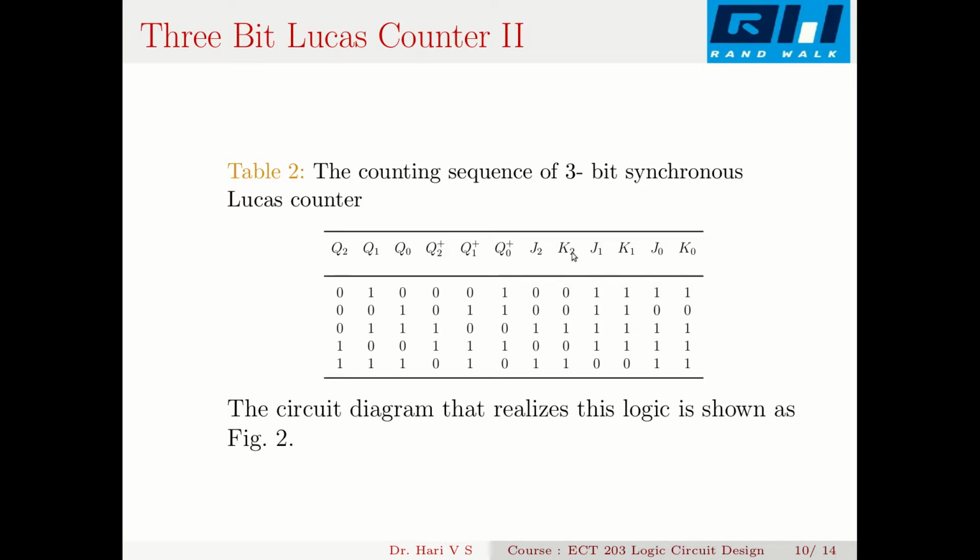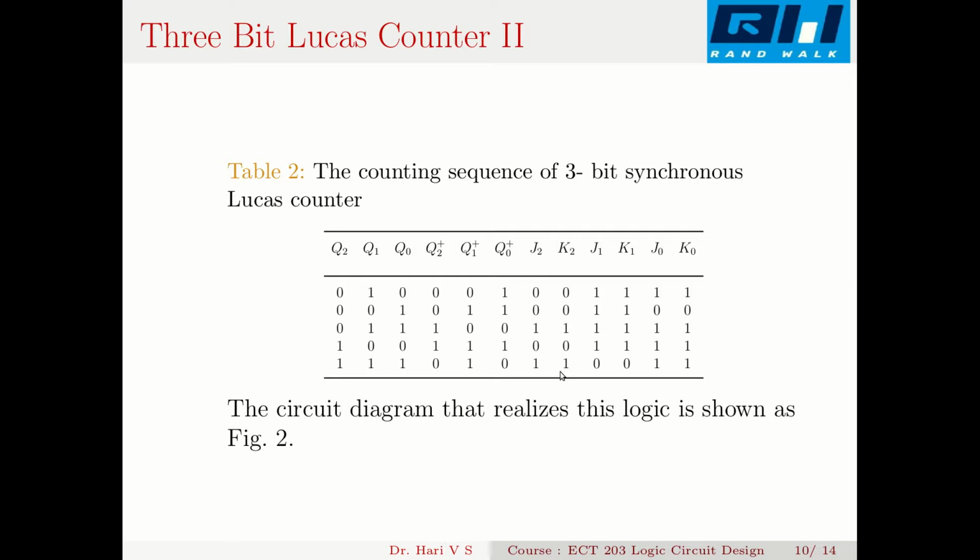Now what should be the value of J2 and K2 for this? Q2 is changed to Q2 plus. Here there is no change, so the input is 0, 0, JK is 0, 0. Here also there is no change, 0 to 0, input is 0, 0. Here this 0 is flipped to a 1, so the input is 1, 1, JK. Here no change. Here again there is flipping, 1 to 0, so this is 1, 1.